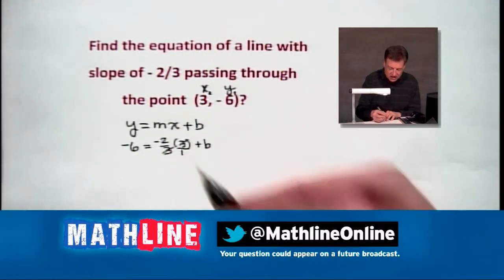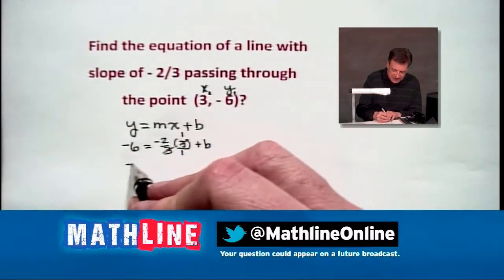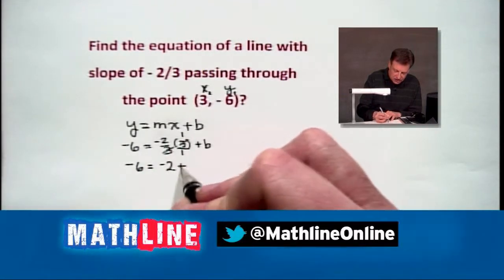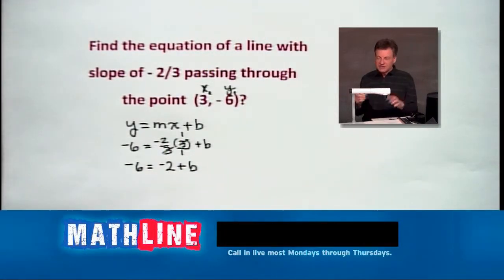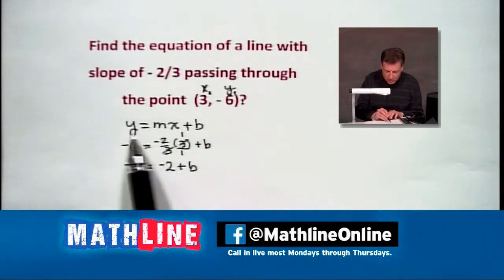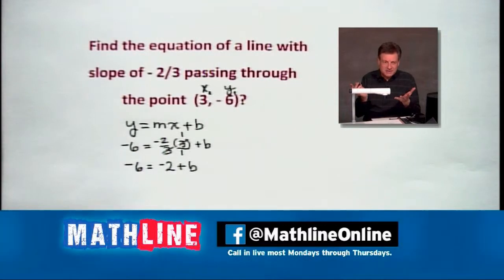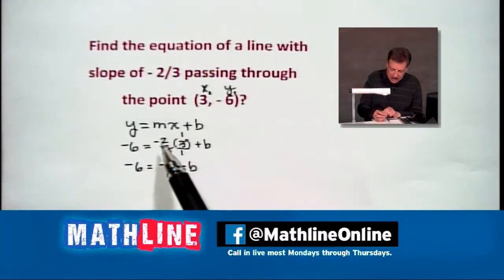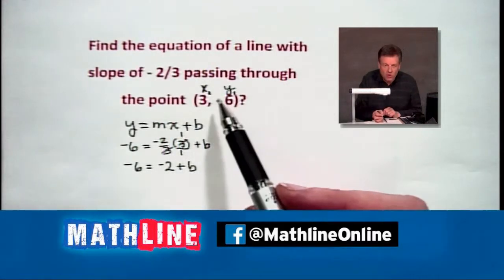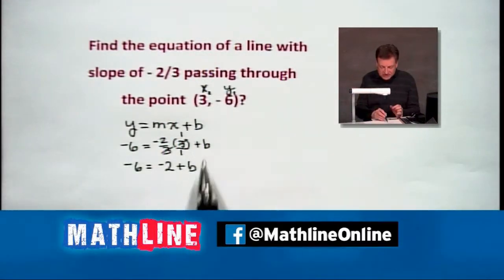In fact, they cancel out completely, leaving us with 1s. So I'm seeing -6 equals, it looks like, -2 plus b. All of a sudden, this is a real easy equation. Actually, it wasn't that difficult to begin with, was it? But we start with the formula. How about that? y equals mx plus b. And we plug in, we substitute what we know. We know m, we know x, we know y. If we know all 3 of those, it's easy to find b.